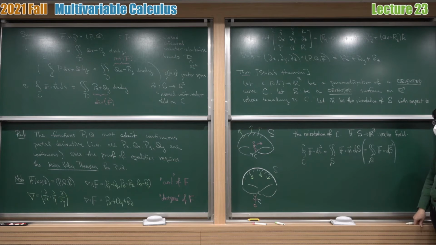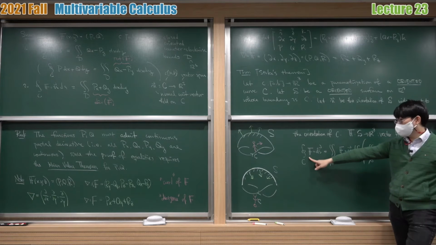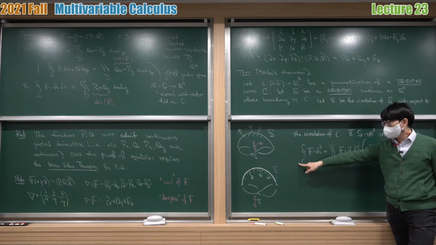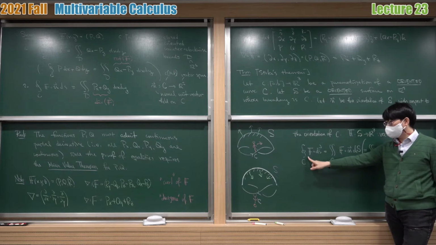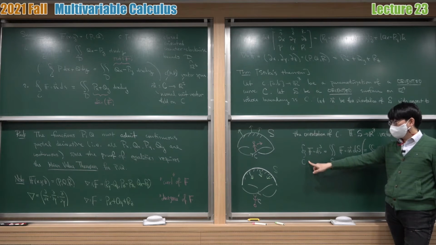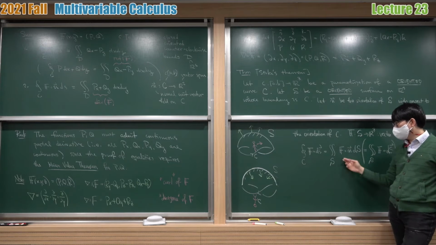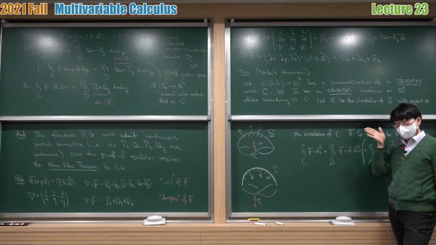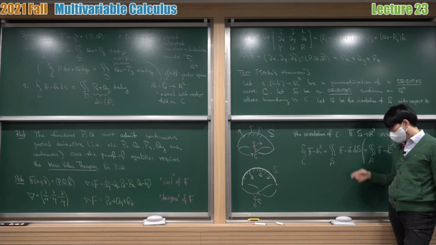So this is Stokes' theorem. Whenever you talk about Stokes' theorem, don't just remember this formula, because there are lots of things to explain in this formula. Whenever you take the line integral of a vector field, you should mention what direction your curve C is, in which direction you're taking the line integral of the vector field. And also, when you talk about the surface integral of a vector field, in which orientation, in which normal direction, you're taking the flux.